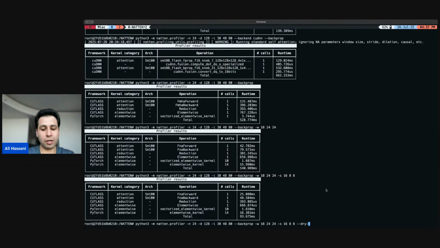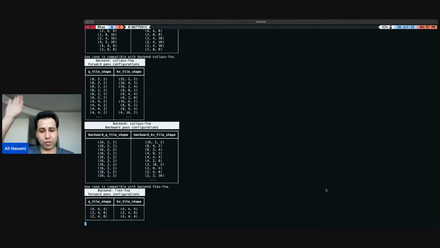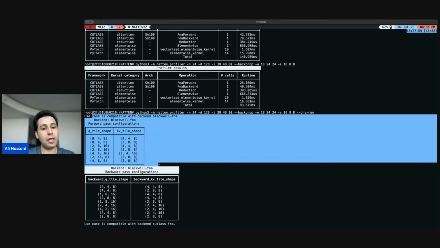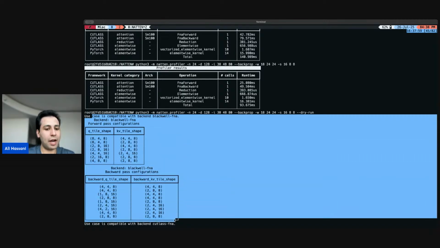But there's also the optimize feature. So I'm just going to quickly demo the dry run feature, which doesn't run anything. It just reports all the knobs that you have. It goes through and says, okay, your use case is compatible with Blackwell FNA, meaning I have a Blackwell GPU, and this problem size, data type, and everything else is compatible. And it gives me all of these performance knobs that I can use in NATTEN.